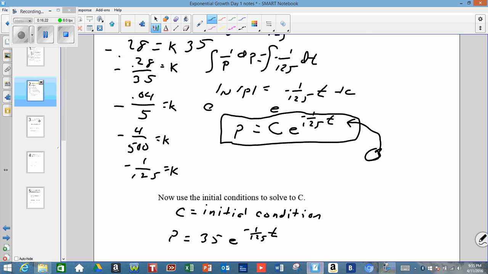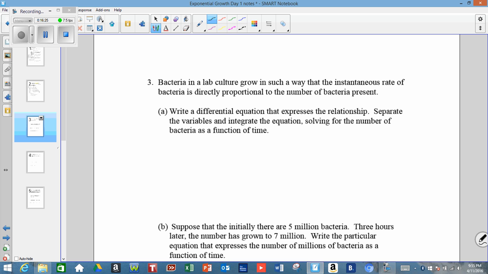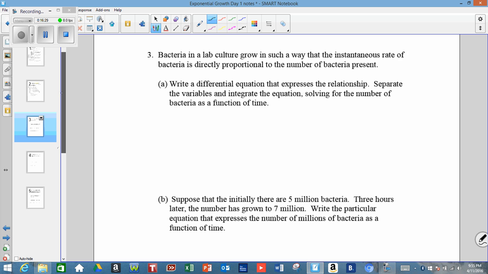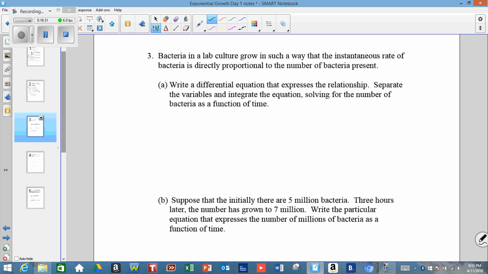All right, the next couple problems have a couple extra parts. They're not too difficult, but I definitely want to make sure we go through them. The first couple parts are the same as what we've been doing. So it says bacteria in a lab culture grow in such a way that the instantaneous rate of bacteria is directly proportional to the number of bacteria. Instantaneous rate, derivative. Directly proportional, k times whatever it is.